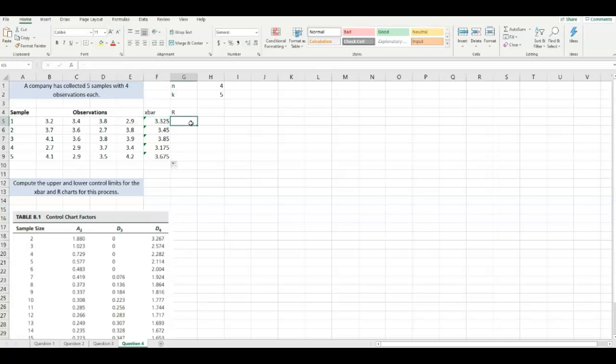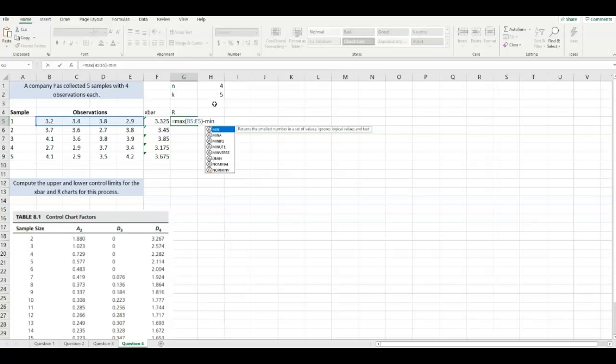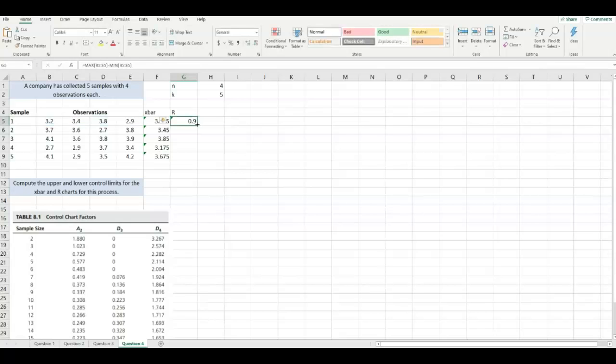R stands for range. Now, there isn't a specific formula in Excel for the range. But if we think back to what we learned earlier in the semester, ranges are just the max minus the min, right? So we take the maximum number from our sample and subtract out the smallest number, or the min, from that sample.